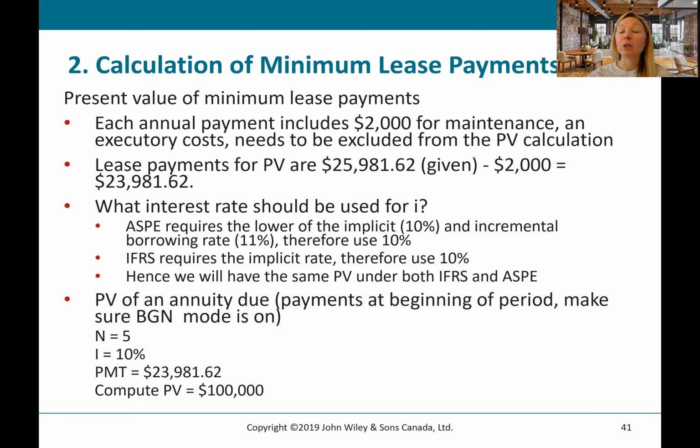Now, what interest rate are we going to use for I? So the implicit rate is 10%. And the incremental borrowing rate is 11%. So ASPE says we have to use the lowest of the 2. That means the implicit rate will be 10%.